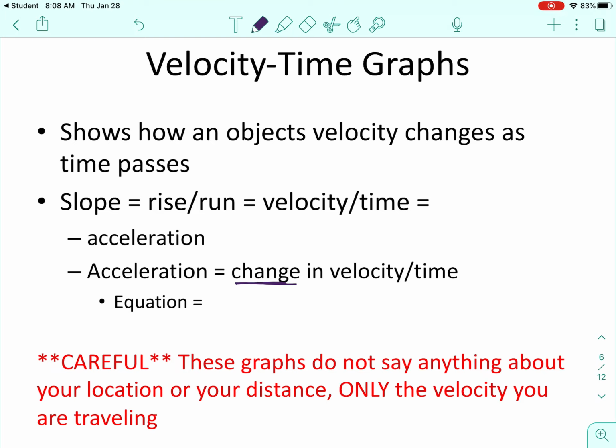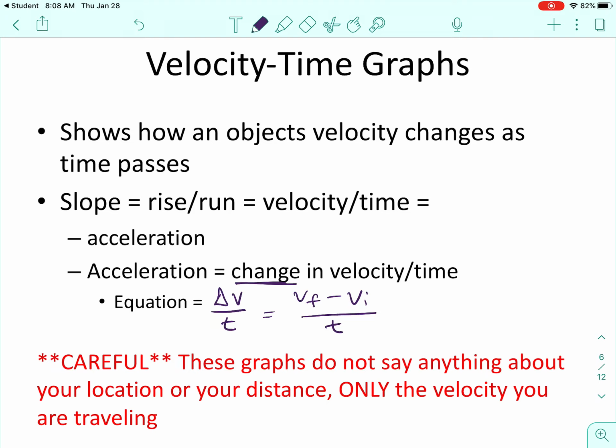So whenever you see change, you can write a triangle. So the change in the velocity divided by the time. And when we mean change, we're going to subtract our final velocity and our initial velocity to find the difference, to find the change, and divide that by the time. So you're going to do final velocity minus initial velocity divided by the time.